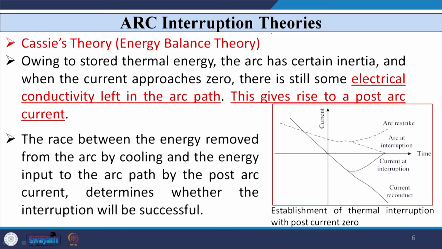Now, as I told you, owing to the stored thermal energy, the arc has certain inertia, and when the current approaches natural current 0, there is still some electrical conductivity left in the arc path, which gives rise to the post arc current. So, the race between the energy removed from the arc by the cooling medium or by lengthening of the arc, and the energy input to the arc path by the post arc current, determines whether the arc interruption is successful or there are chances of restriking of the arc. So, this is all about Cassie's theory.